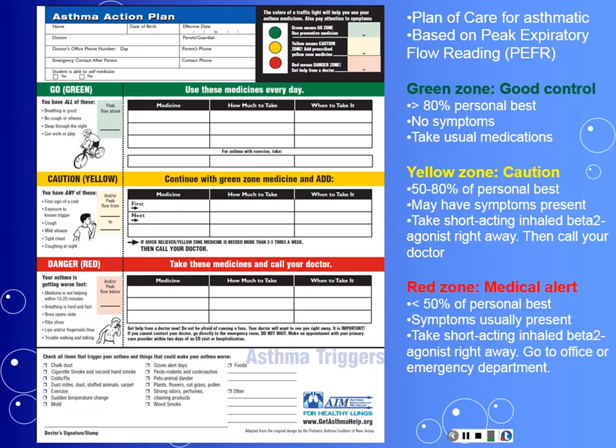This is one type of asthma action plan. There are many. They all look a little different. Some are colored, some are not. But this one's nice because it gives them a good visual of what type of symptoms they might see and how they're associated with what. It also gives them a list of where they can check their triggers.